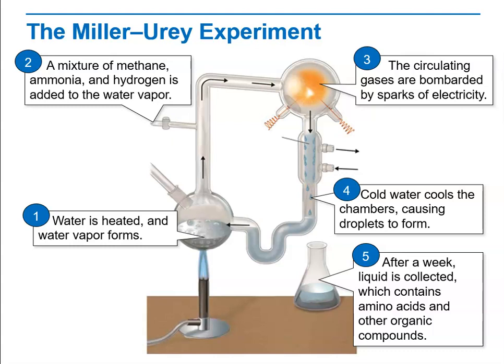What question did Miller and Urey's experiment seek to answer? Could organic molecules assemble under the conditions that existed on early Earth? What were the results of their experiment? Amino acids and other organic compounds could have assembled under the conditions that existed on early Earth.